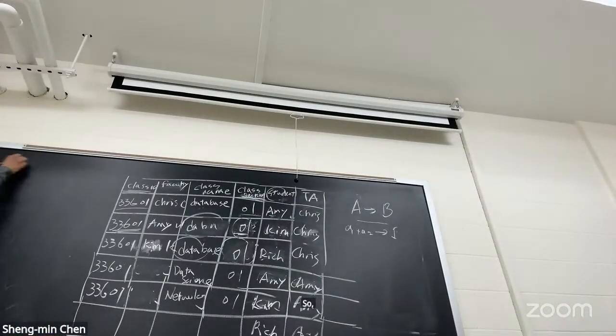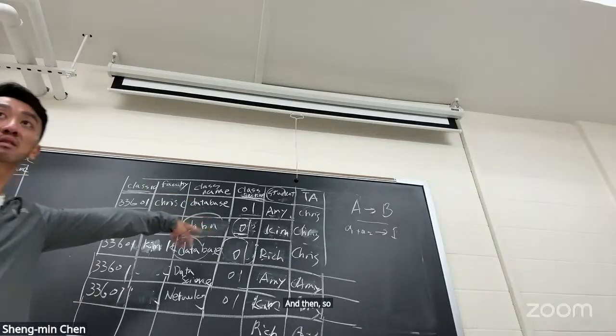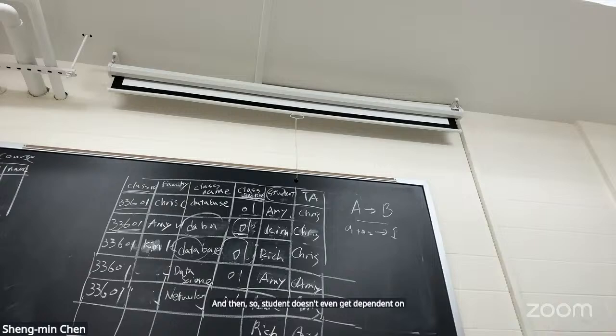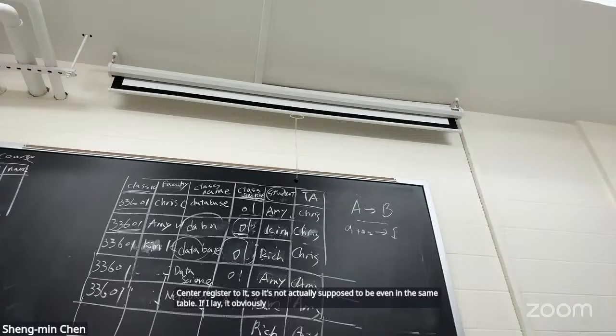So you have, of course, the course ID and name, not with the section. Okay, separate from the section. And then the student doesn't even get dependent on the courses, right? The student registers to it, so it's not actually supposed to be in the same table. It validates the second order form, but it should be in a separate table.